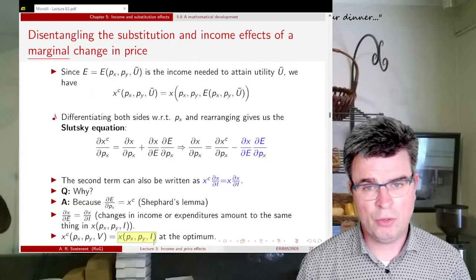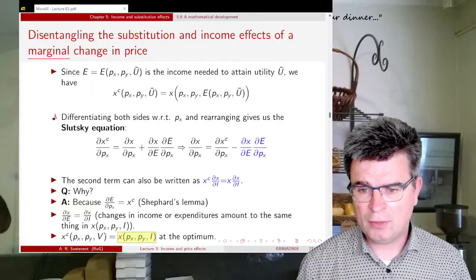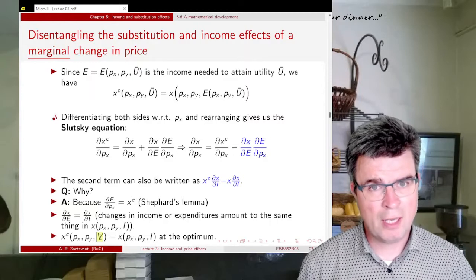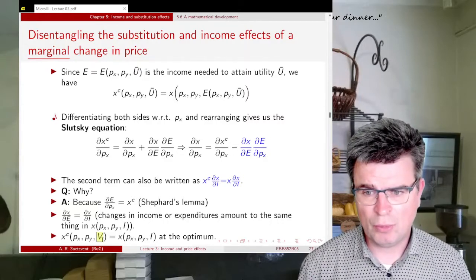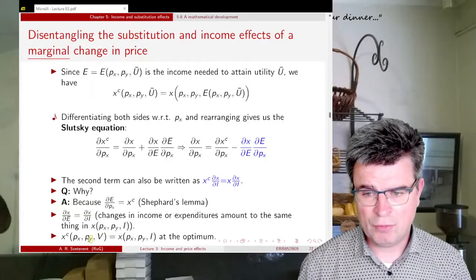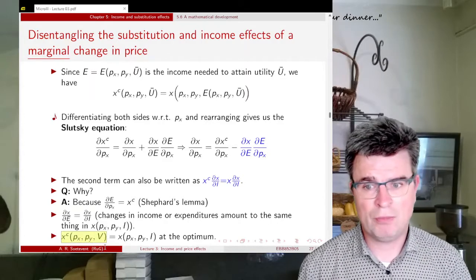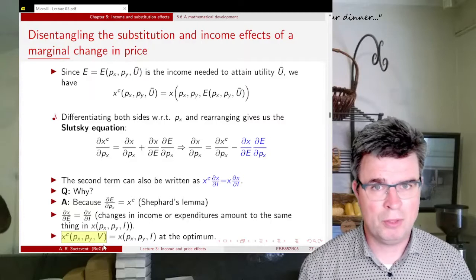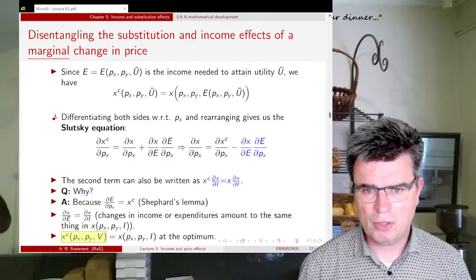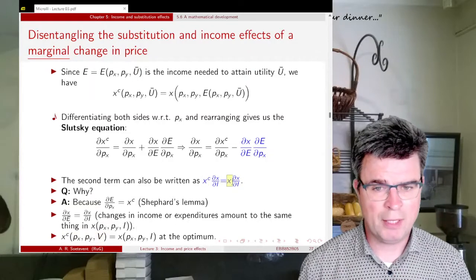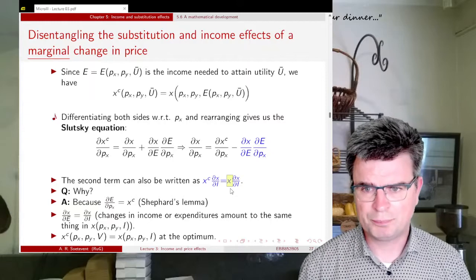of good X. And given that we want to minimize our expenditures in order to reach exactly the same utility level V, and given exactly the same prices, then we will consume at the optimum level the number of units X^C. So instead of X^C, we can write X, because at the optimum level they are identical.